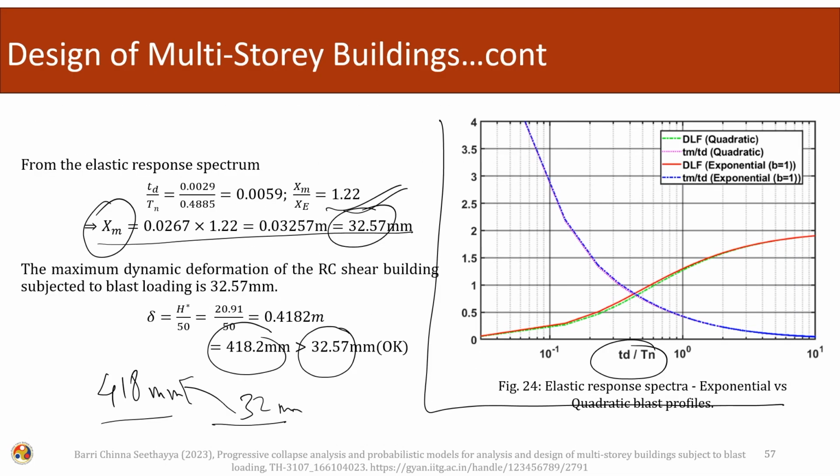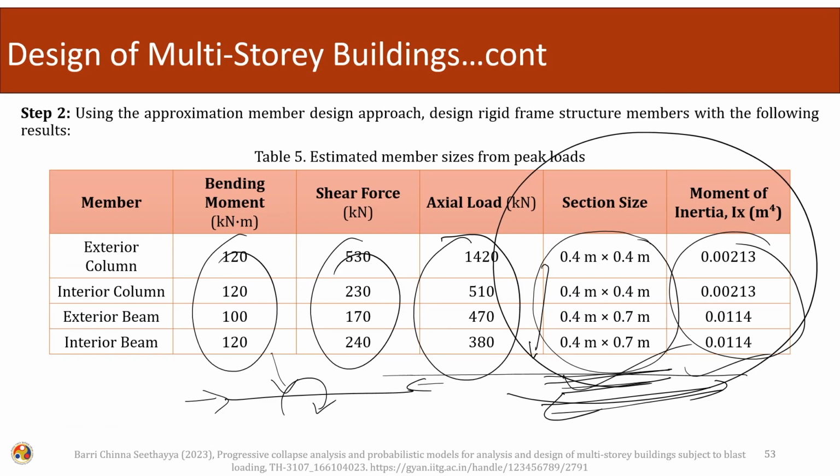So, in order to optimize the system, we can lessen the section capacity, such that the DCR becomes close to 1.